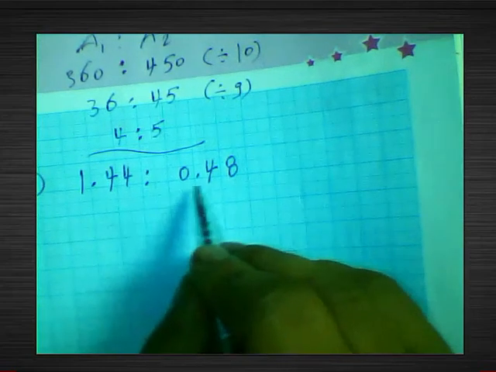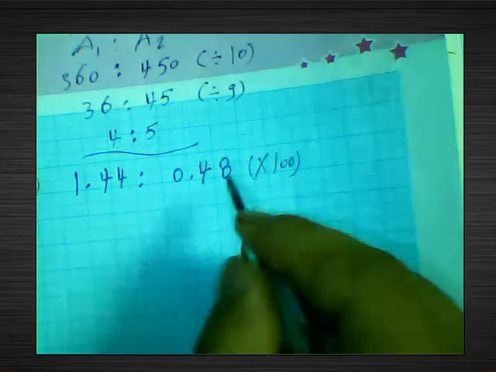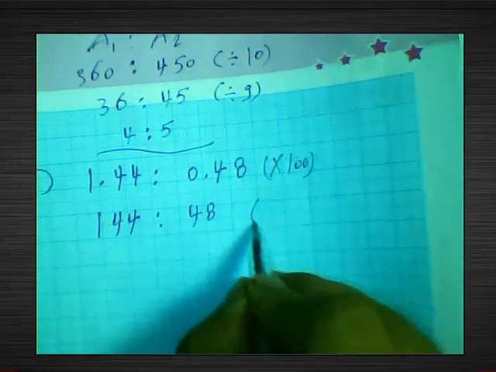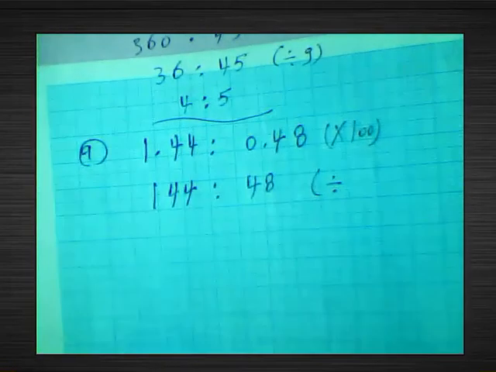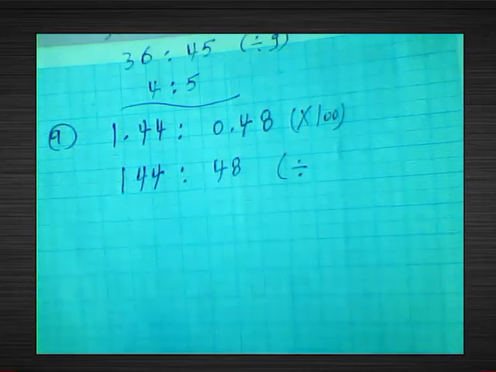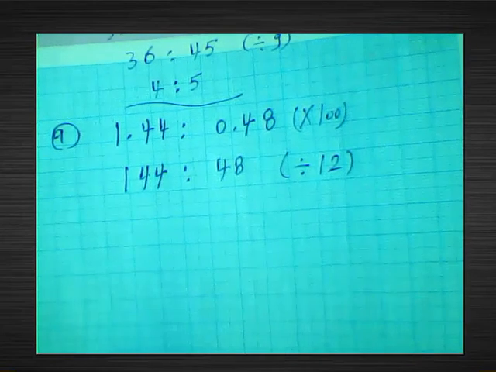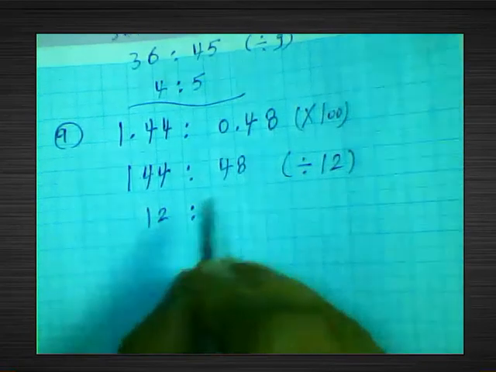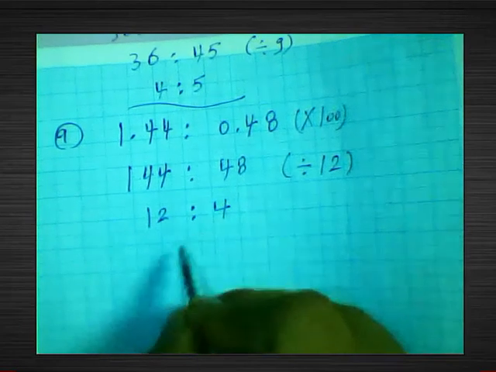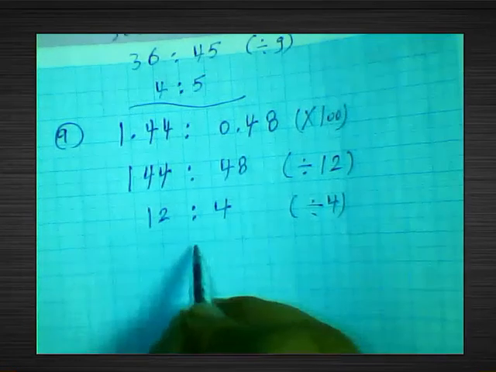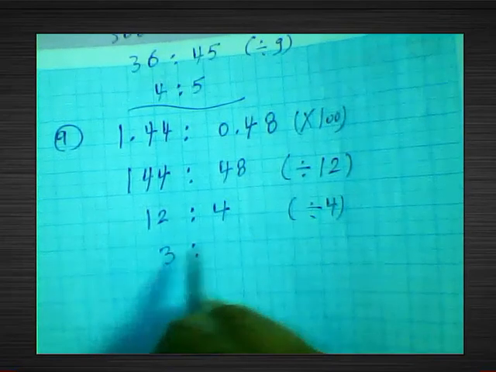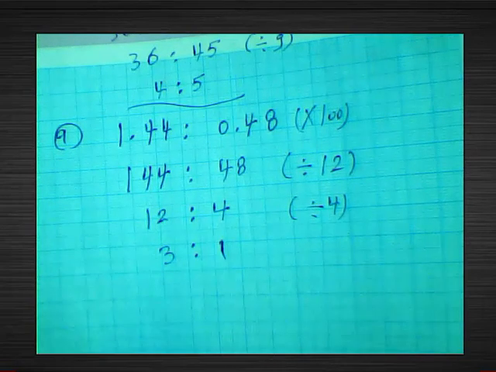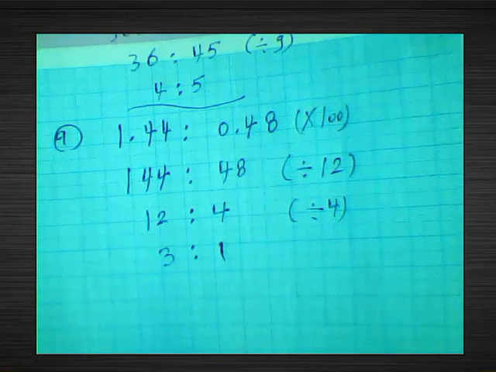First, we must move this point by times 100. The result will be 144 to 48. We can divide it by 4 or divide by 12. We can divide it by 12 because 12 is the highest common factor between 144 and 48. 144 divided by 12 equals 12. 48 divided by 12 equals 4. Another step, we can divide it by 4. 12 divided by 4 equals 3. 4 divided by 4 equals 1. Or you can divide it by 48 in the first step to find the result. Is it okay for you? Okay.